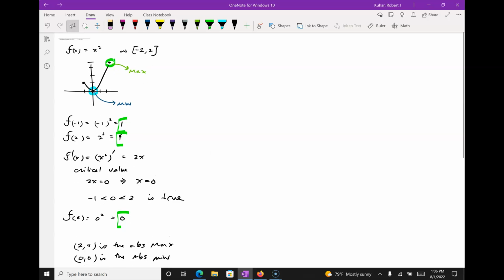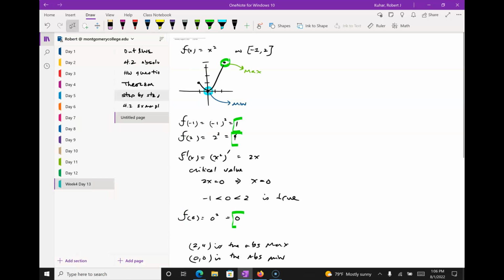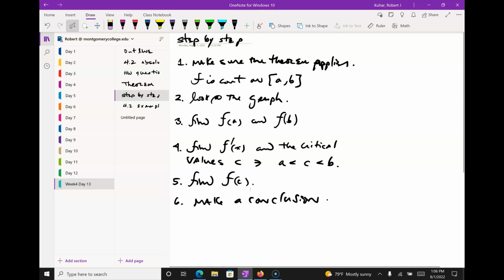Endpoints. Are we talking about endpoints or criticals? Yeah, because 4 is the highest output I got. The 2 is the endpoints. I know it's new, but there's a step-by-step. Find f of the left endpoint, the height of the left endpoint, find the height of the right endpoint. Find the derivative, find the criticals, find the heights of those criticals. Whatever height I got from endpoints or criticals, whatever one's the biggest is the max, whatever one's the smallest is the min.